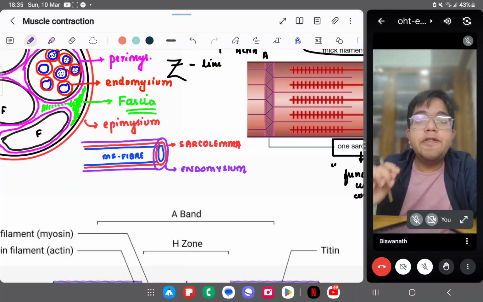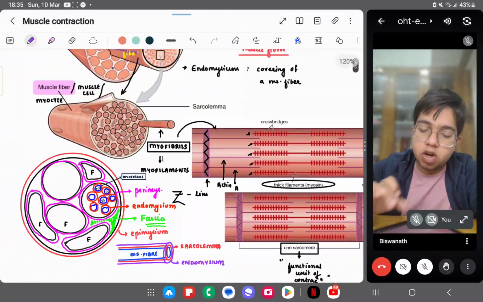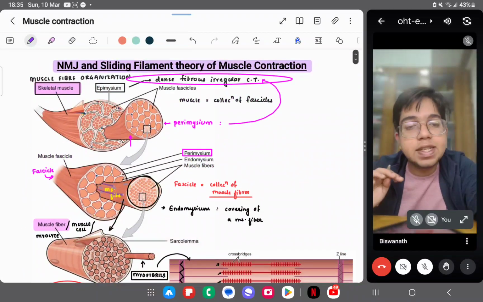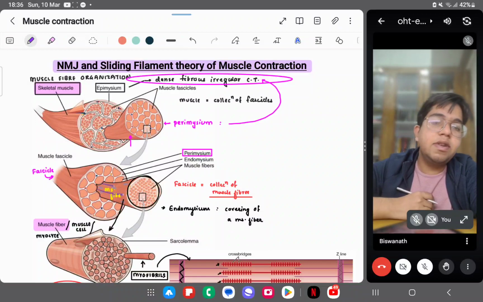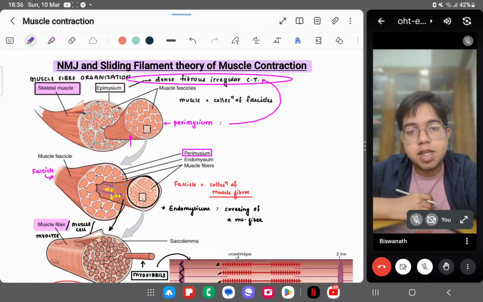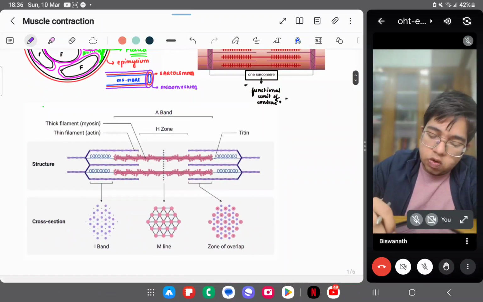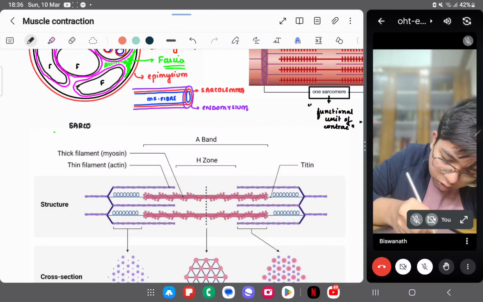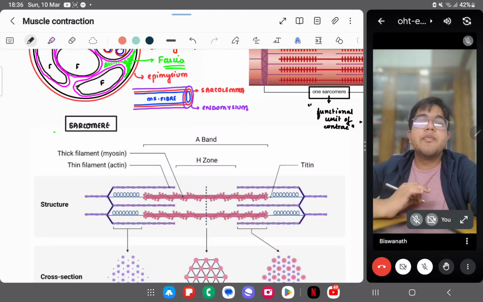Understood? So if this is clear, if you understood all these facts, this whole diagram, the cross section, the extrapolation, as well as up to the sarcomere, then we'll move to the sarcomere. And once we discuss the sarcomere, it becomes very easy for us to understand muscle contraction. Then we'll move to the NMJ directly. So we are now discussing the sarcomere.